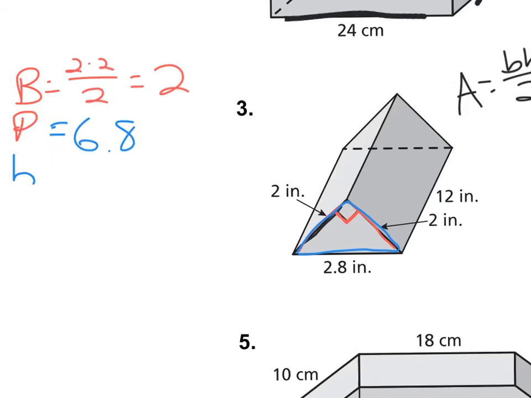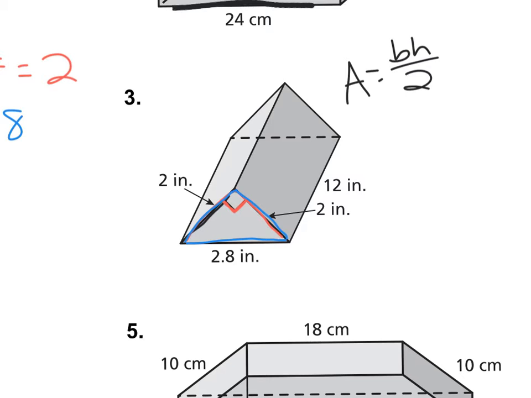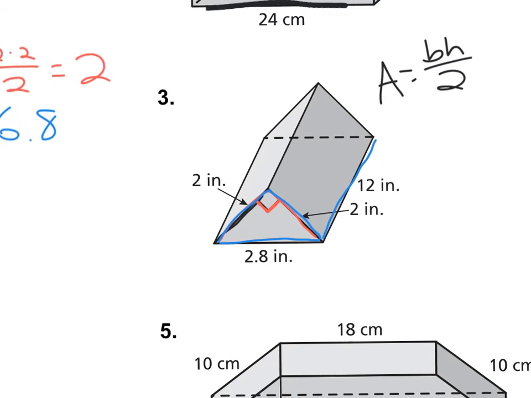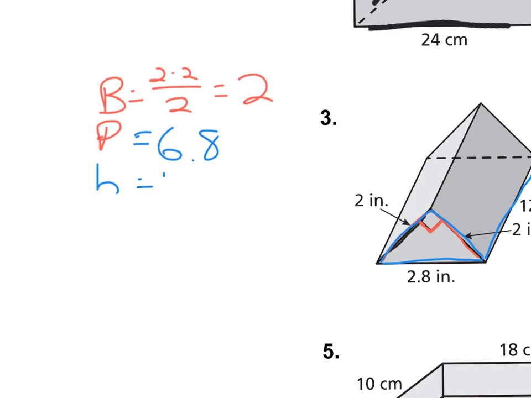Okay, and then I have to find my height. So if I turn this, this is my base. It comes off, the height comes off the base. So it would be 12. Okay, so my height is equal to 12.